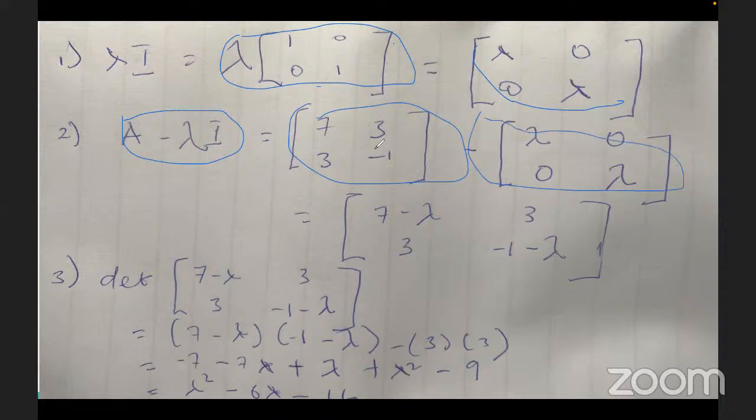All right. So by the time you do this, you have this. Okay, 7 minus lambda, 3 minus 0, 3, 3 minus 0, 3, minus 1 minus lambda. Now, the next thing is we find the determinant.